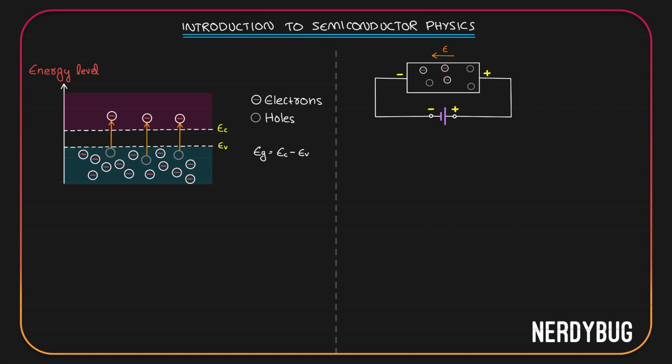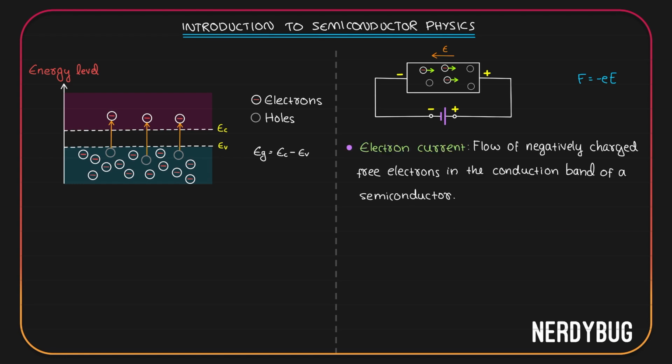We know electrons are charged particles. What does an electric field do to a charged particle? It will exert a force on it. The force will be equal to charge on the particle, minus e, multiplied by the electric field E. So the force is in the opposite direction of the electric field. So the electric field will exert a force on the electrons that will make them move towards the right. This gives rise to a current and we call it the electron current.